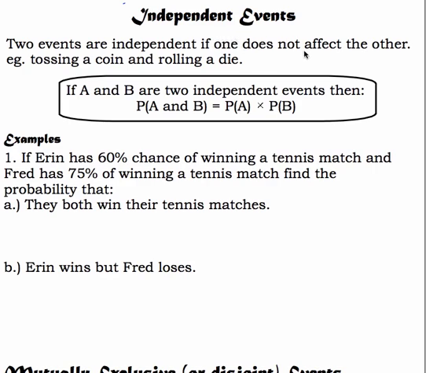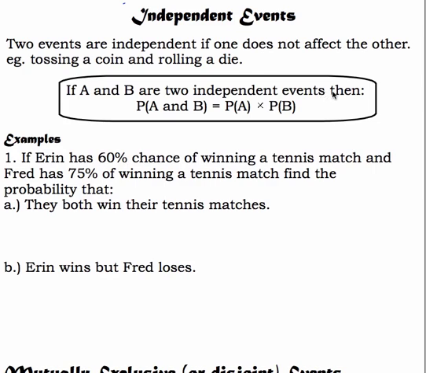Independent events do not affect each other, like a tossing of a coin. If you get like 10 heads in a row, that doesn't affect the next coin flip. You still have a 50% chance of getting heads, 50% chance of getting tails. So that's an example of independent events.